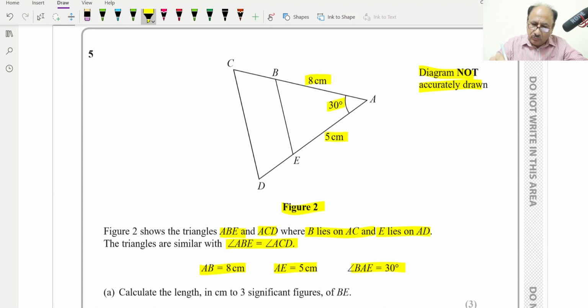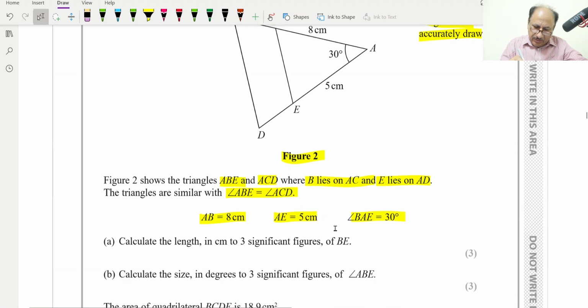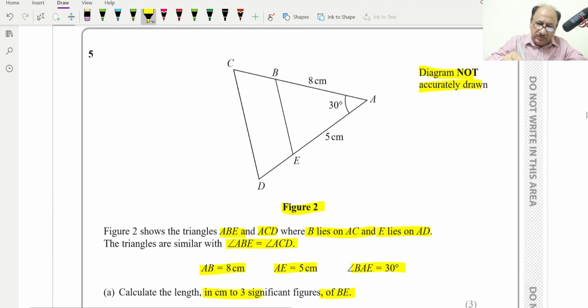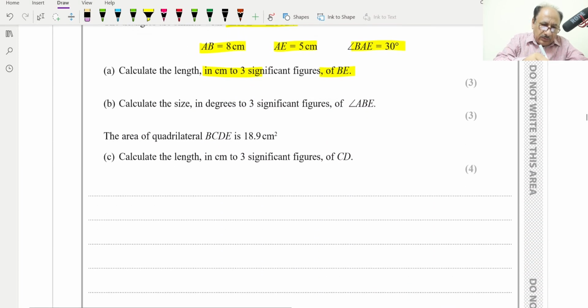These are also provided. Then in A part, what we have to do, we have to calculate the length in centimeters to 3 significant figures of BE. So BE length is required and BE is this length, which we'll be finding. We can use cosine rule. We have two sides and one angle, so we can use cosine rule for this one. So A part, we'll be doing A part, answer for A part will be what?